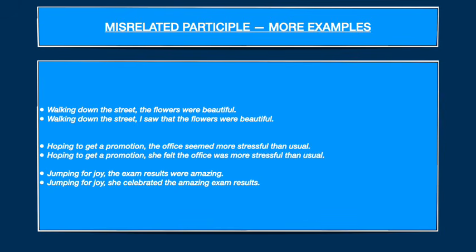Another error. Hoping to get a promotion, the office seemed more stressful than usual. It sounds like over here that the office is hoping to get a promotion, when it should be a person, so we need to correct it. So the corrected version would be, hoping to get a promotion, she felt the office was more stressful than usual. And our third example, our third error, jumping for joy the exam results were amazing, should rather be jumping for joy she celebrated the amazing exam results.